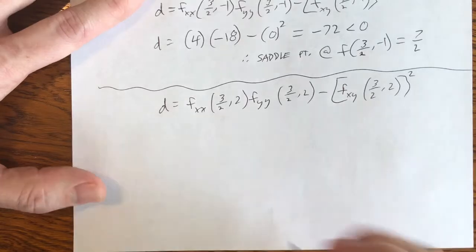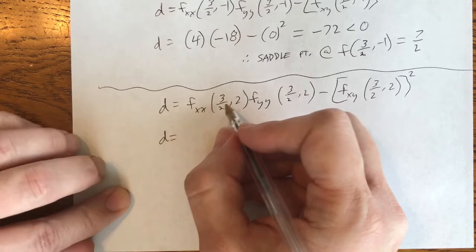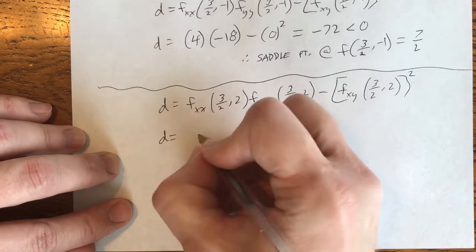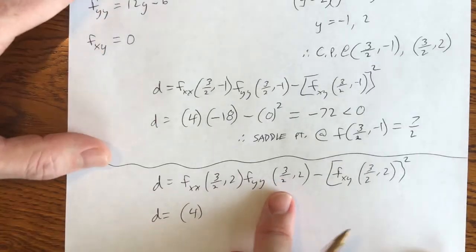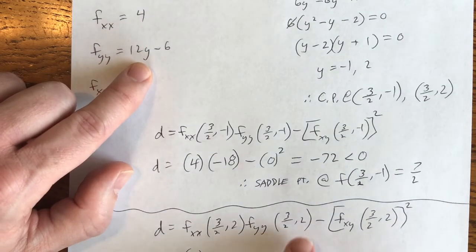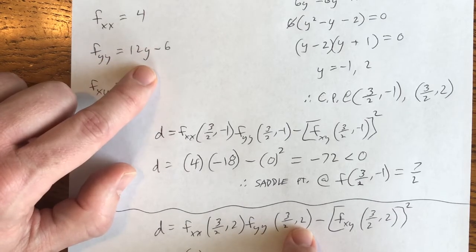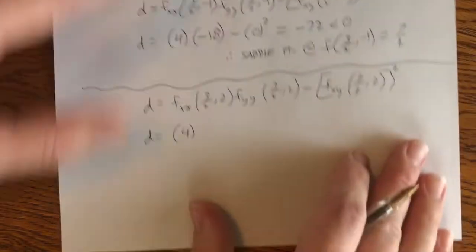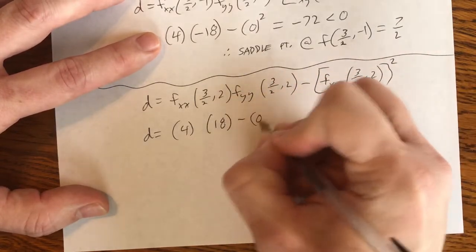Okay, so we have that. Now let's go ahead and figure this out. So this is still going to be 4, all right, just like it was in the previous one. Doesn't matter what this point is because the second partial here is just a constant, so it's 4. This one, though, remember, we got to do something with this because our second partial with respect to y contained a variable. So you replace this 2 into your second partial with respect to y, and you get 12 times 2, which is 24. 24 minus 6 is 18. So we write that down, and then minus, this is going to be 0 squared.